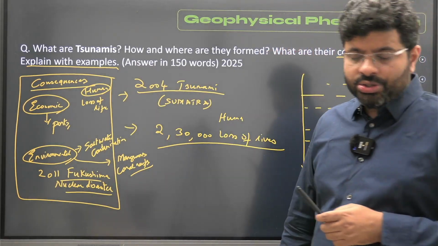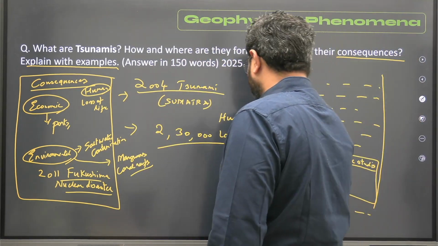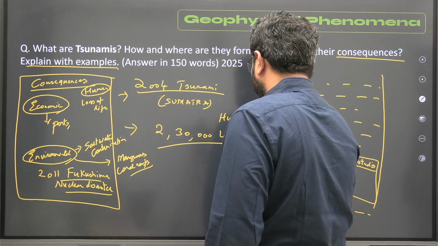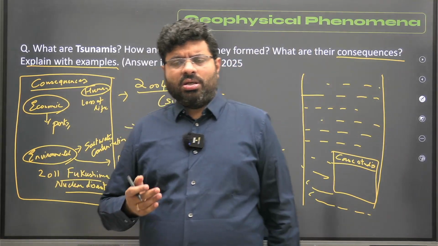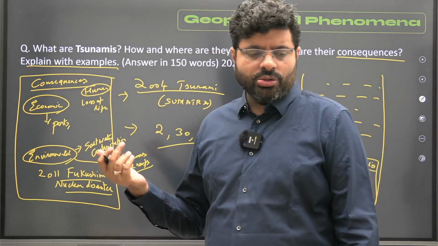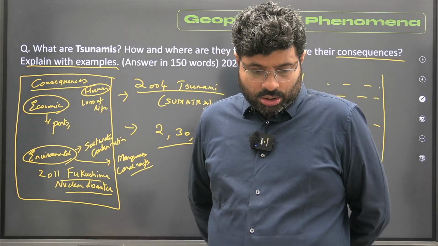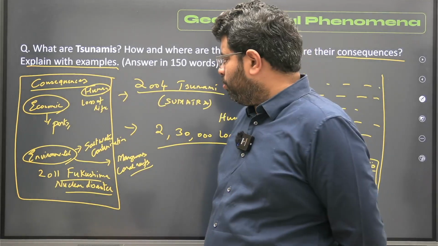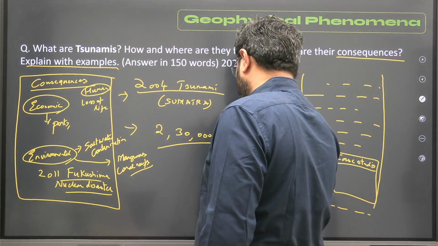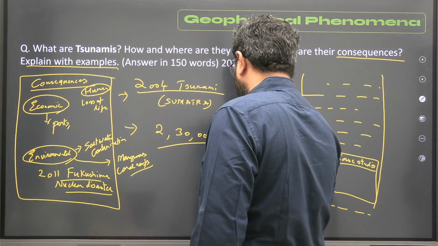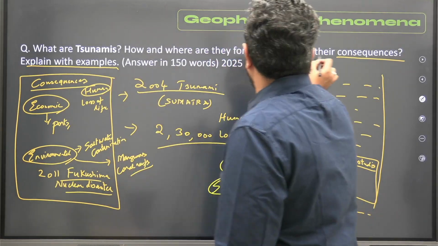Then conclusions. How to write conclusions? Summaries are one method. As we have started with the definition, you talk about it again, right? You can talk about how tsunamis occur. You can call for solutions, or you can call for what should be the approach considering their consequences.